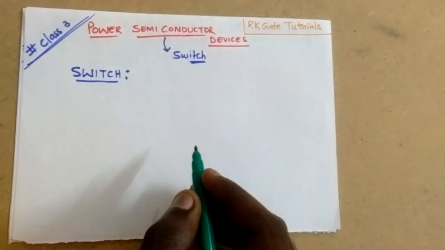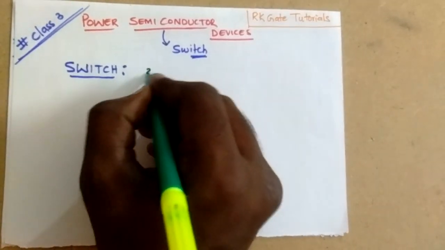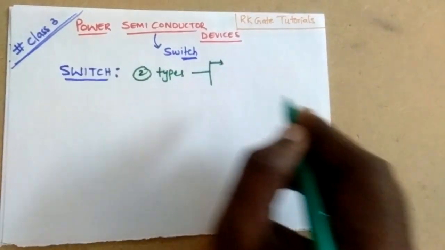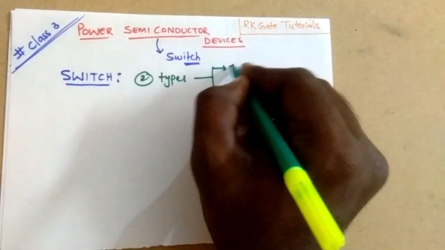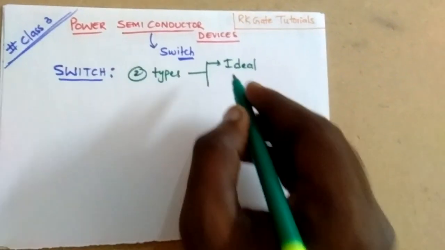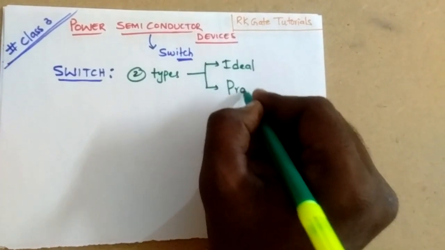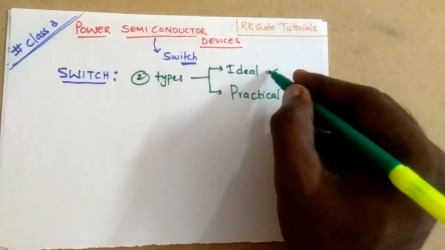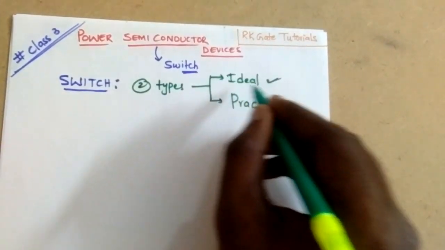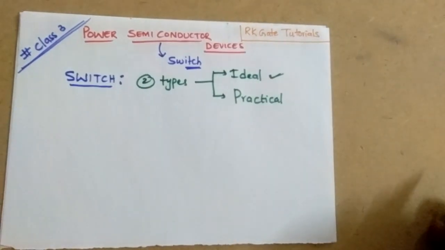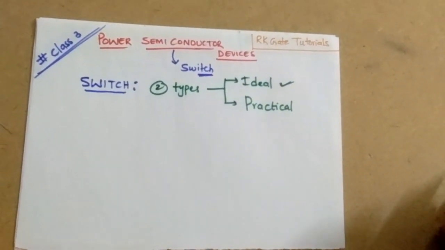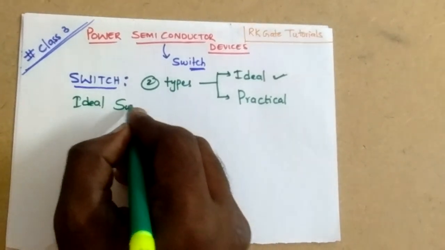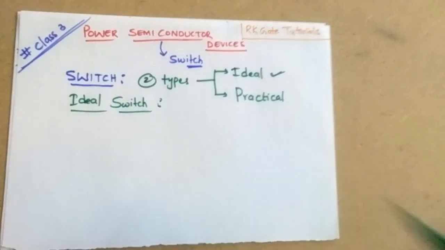So let us talk about the types of switches today. There are basically two types of switches. First one is ideal switches and second one is practical switches. Today we will discuss the ideal switch. If you are able to find what is an ideal switch, then automatically you will be able to find what a practical switch means. Actually, ideal switch, let us keep the heading ideal switch. Let us talk about it.